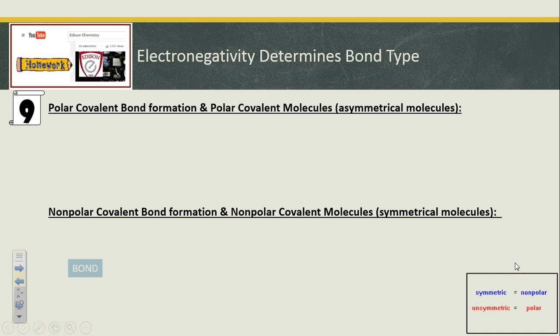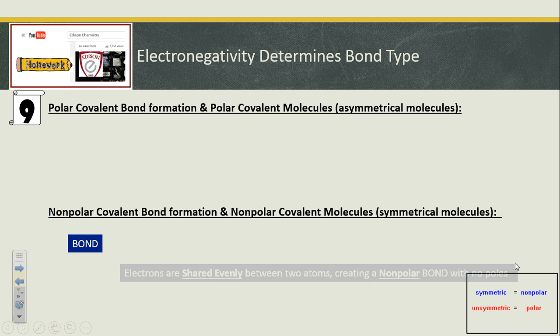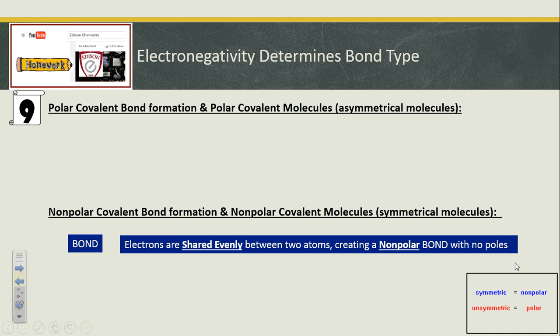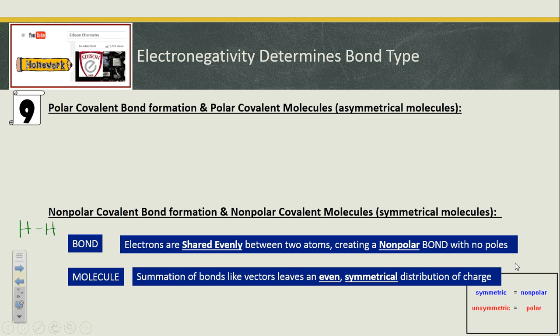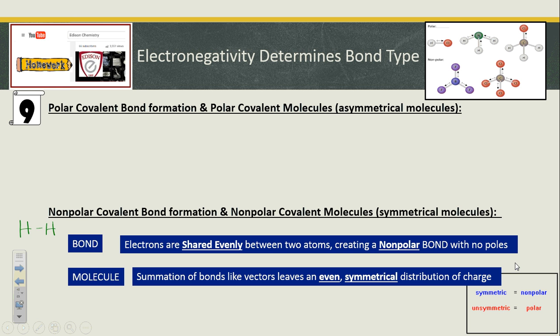For nonpolar bonds in molecules, you have an even sharing of electrons between the atoms involved. So this would be something along the lines of H bonded to another H, so molecular hydrogen, H2 gas. Neither one of these is going to win the push-pull for electrons because they both have the same effective nuclear charge, and therefore nobody wins. The molecule itself will not have a favored end, so you have an even distribution of charge.